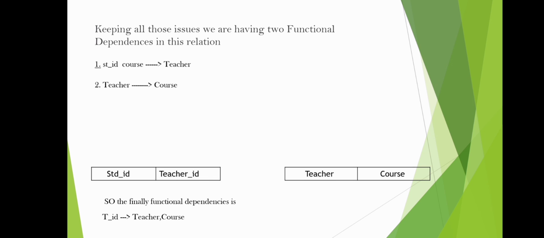For a determinant to be valid it must be a super key, but teacher is not a super key. So we can split the relation into two parts: table A and table B. Table A contains student ID and teacher, and table B contains teacher and course. In table A, teacher ID is a foreign key referencing IDs from table B. In table B, the teacher ID attribute is a super key. It determines the teacher name and the course he or she teaches. The final equation is teacher ID determines teacher, course. There is no partial dependency or transitive dependency, so the relation is in BCNF. Thank you.